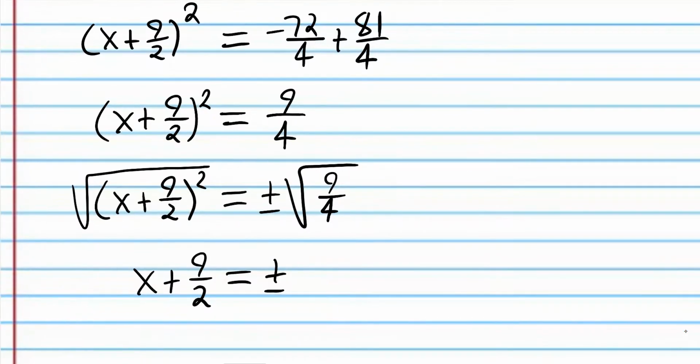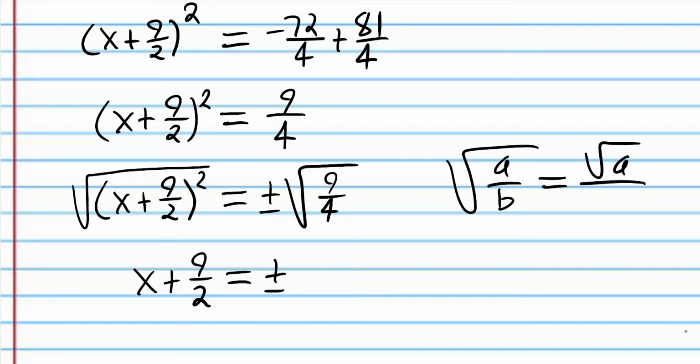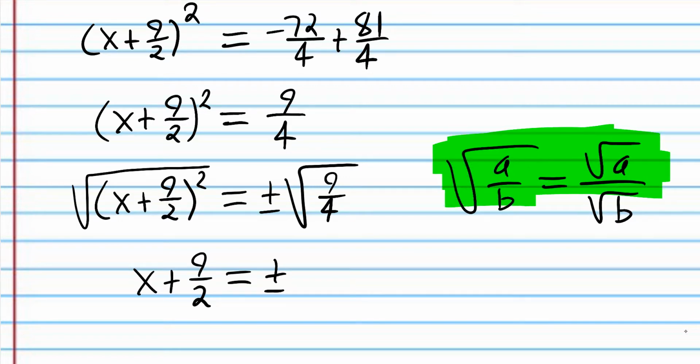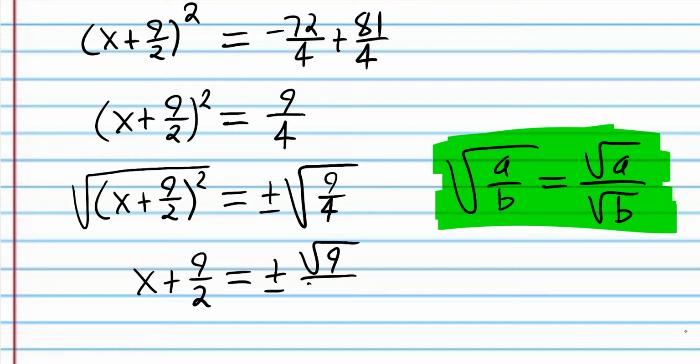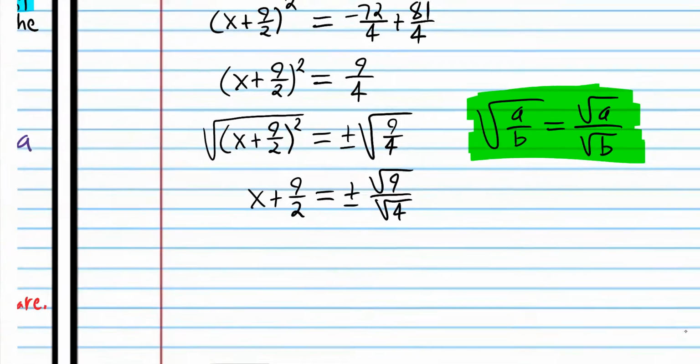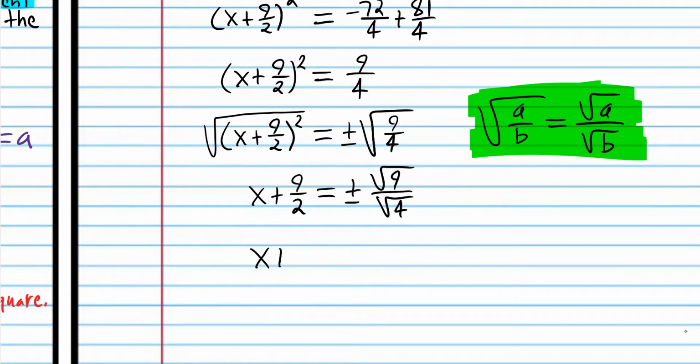Now remember this principle. If you take the square root of a over b, you get the square root of a over the square root of b. We learned that in a previous class in this course. Well, we're going to have to use that here. So we get square root of 9 over square root of 4. Square root of 9 is 3, square root of 4 is 2. All right?